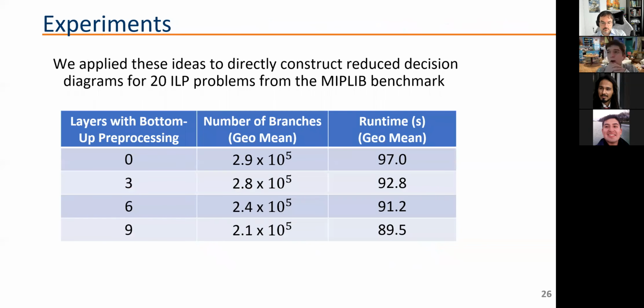So these are the results that we got, depending on the number of layers that we use for this bottom-up pre-processing. As you can see, the more layers that we try, in which we apply this technique of identifying the subproblems, the fewer branches we generate to enumerate all the solutions. And this is for a set of problems from the MIPLIB benchmark. We also reduce the runtime. We don't reduce the runtime as much as we reduce the number of branches, because of course there's some extra pre-processing required, which is the part that I don't like so much about this work.